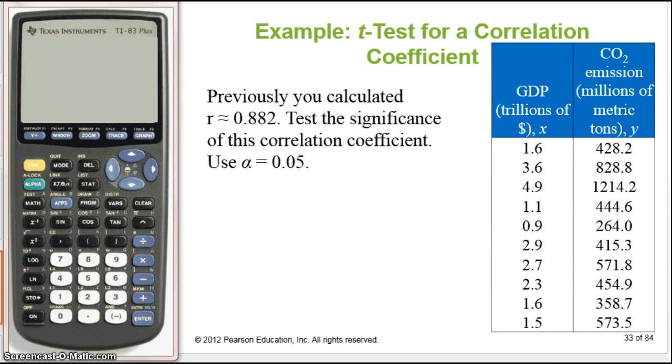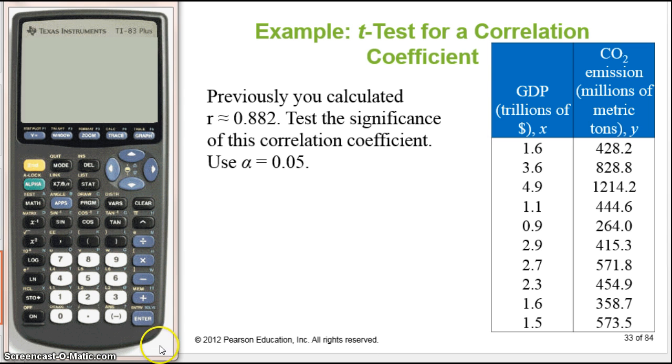So let's take this data that we've done in class before, comparing GDP to carbon dioxide emissions, and let's test to see if there's a significant correlation. This is a sample of countries. Let's see if this relationship is significant for all countries. Can we generalize it to all nations? And we'll use an alpha level of 0.05.